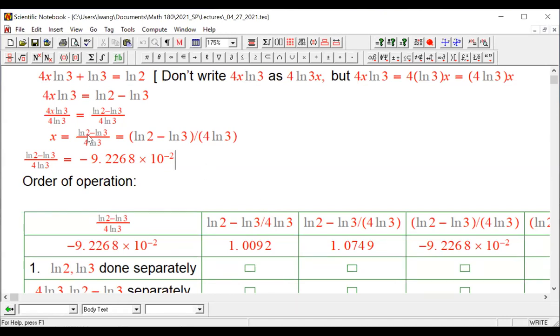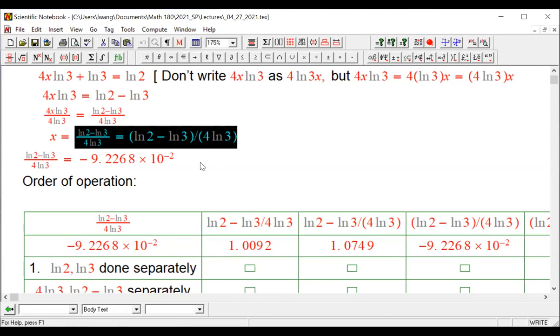The rule of thumb is this. You take the entirety of the numerator, you put them in parentheses. You take the entirety of the denominator, you put them in parentheses, and then you put the slash. Okay? This is the general rule of thumb. So these two already tell you that's the rule of thumb.